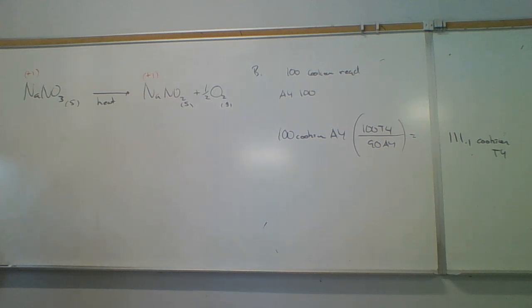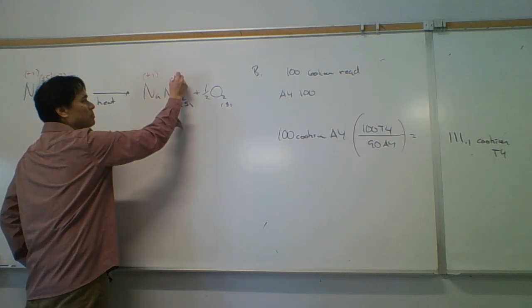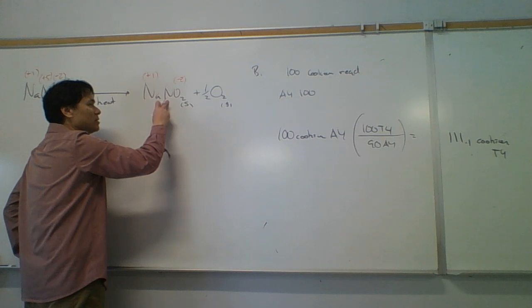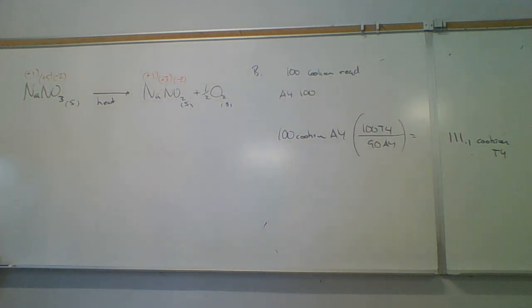Let's take a look at nitrogen. What's nitrogen? Well, nitrogen varies. And so it's probably best to go with oxygen next. What's the oxidation state of oxygen? -2. If oxygen is -2, then nitrogen is +5. Let's go over here. What is the oxidation state of oxygen here? It's -2. What is the oxidation state of nitrogen? +3. So what happened to nitrogen? Nitrogen went from +5 to +3. In order to go from +5 to +3, did it gain electrons or did it lose electrons?